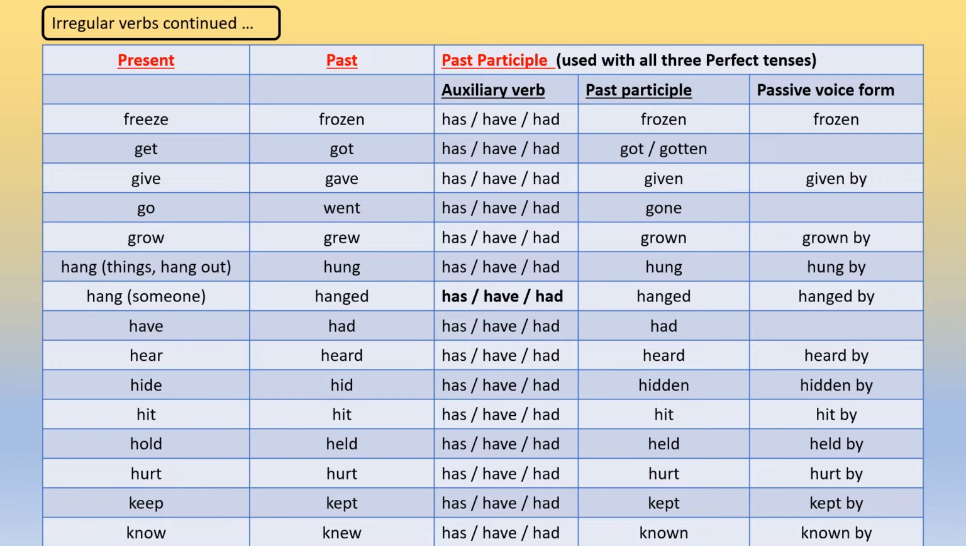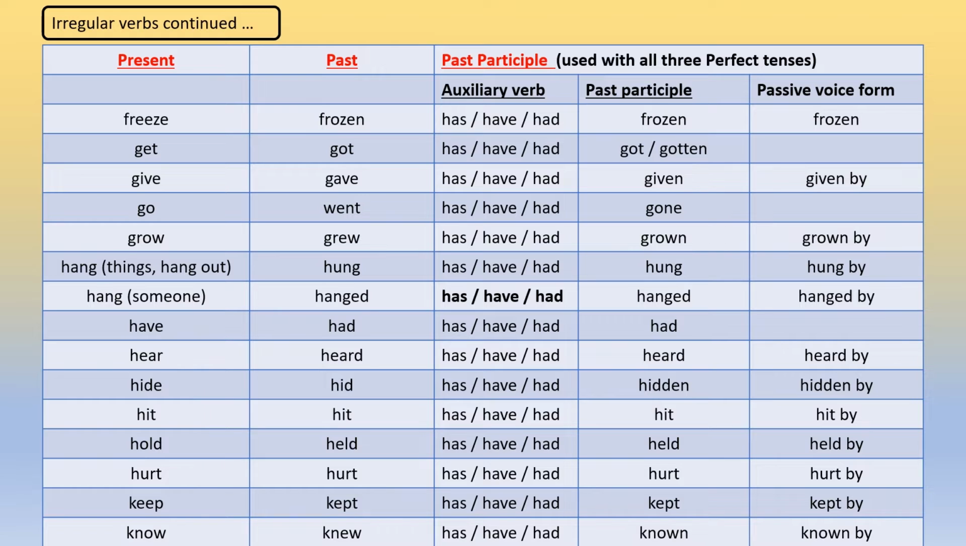Irregular verbs continued. We have freeze, froze, frozen. Get, got or gotten. Give, gave, given. Go, went, gone. Very popular and familiar one. Grow, grew, grown. Then we have hear, heard, heard, hide, hid, hidden, hit, hit, no change right through. Hold, held, held, also no change.